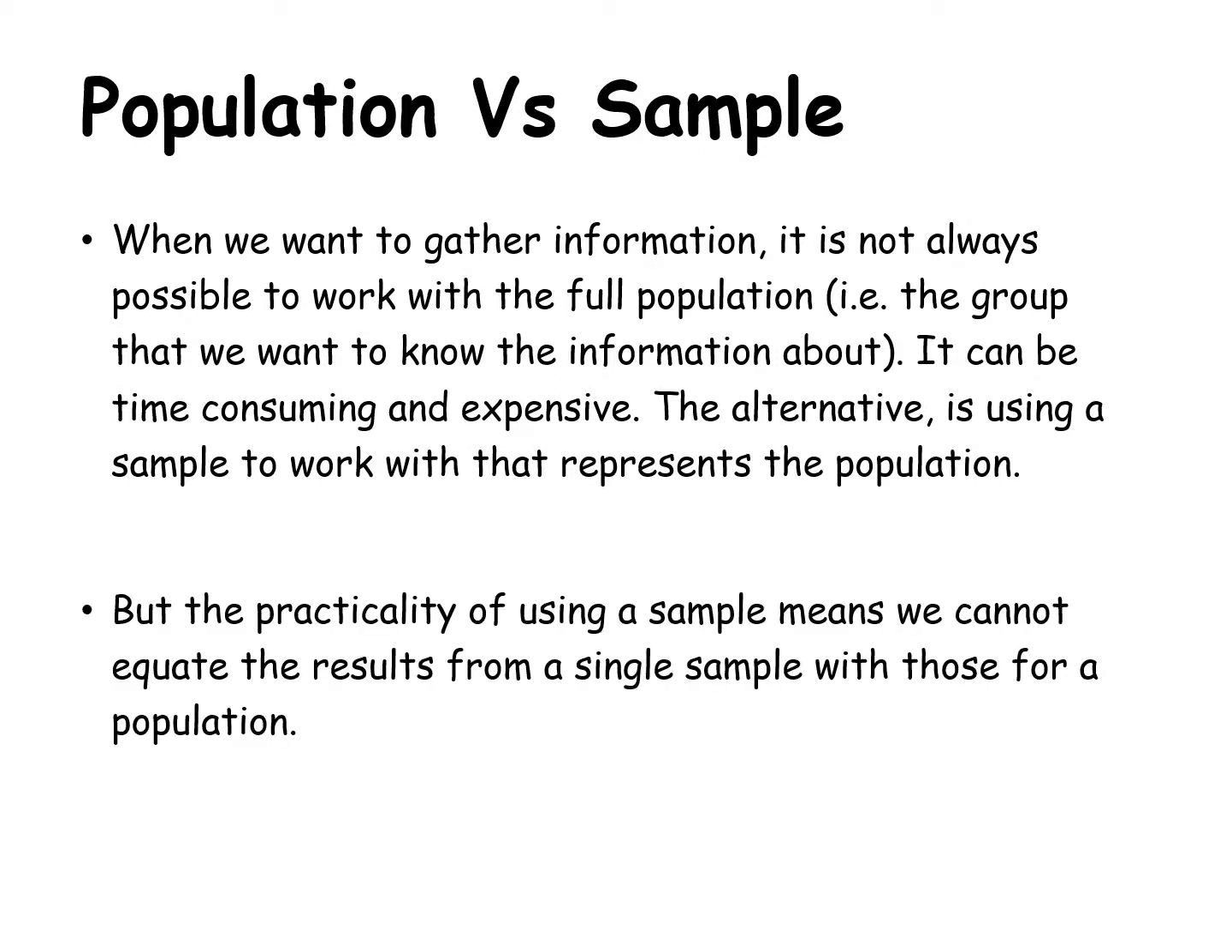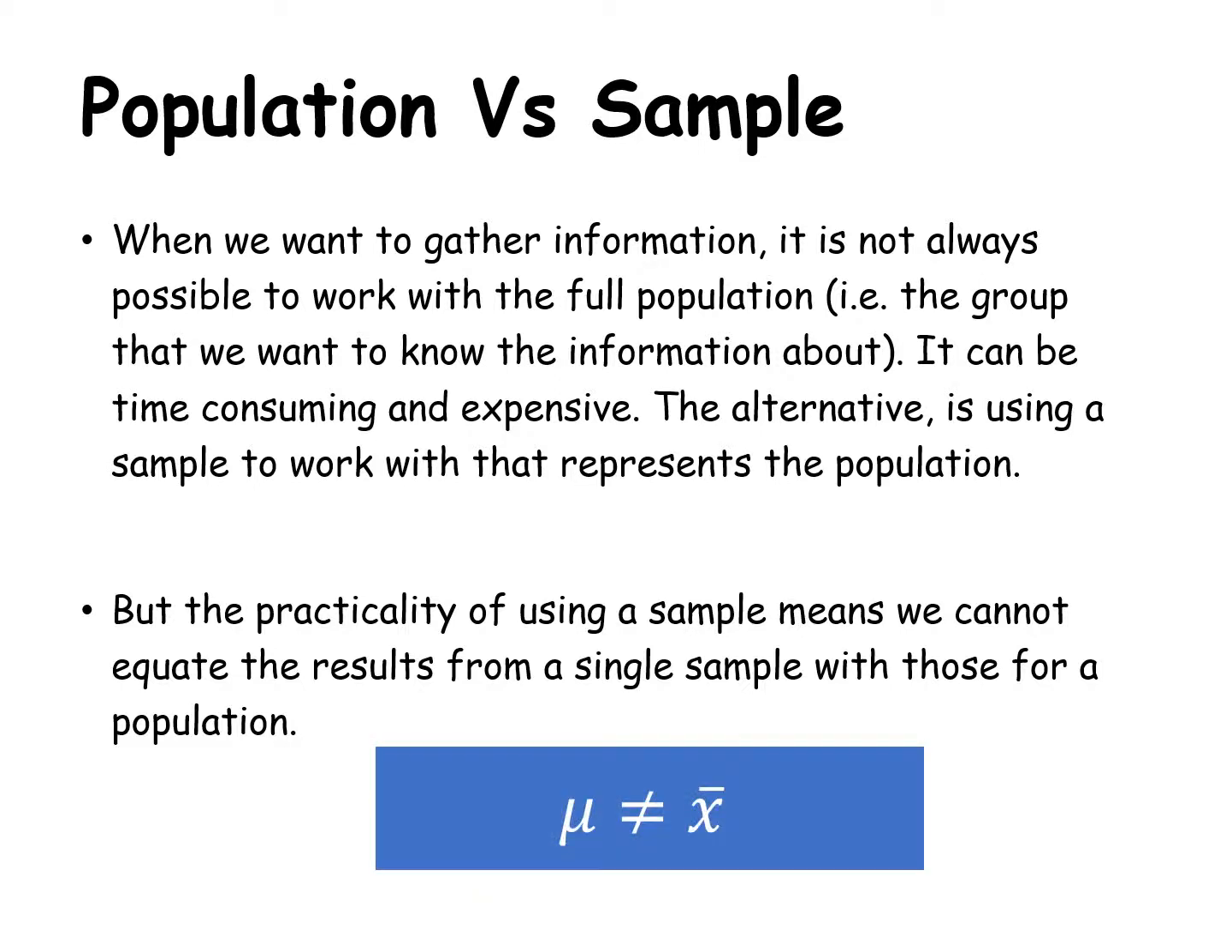But when we do this, the practicality of using a sample means that we cannot equate the results from a single sample with those from a population. What that means is mu, the mean of our population, is not the same as x bar, the mean of our sample. Just because I take a sample, the sample does not exactly represent the population. It'll give us a good idea about it, and we can infer some information about the population using the information we have in the sample, but we cannot say that mu is equal to x bar, and that's really important. When we use the central limit theorem, that's what we're going to be trying to overcome, this idea that mu does not equal x bar.